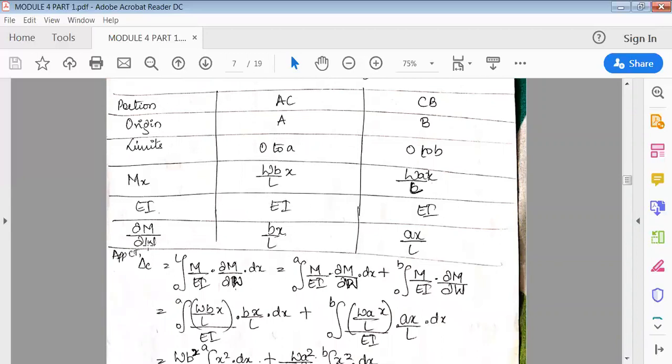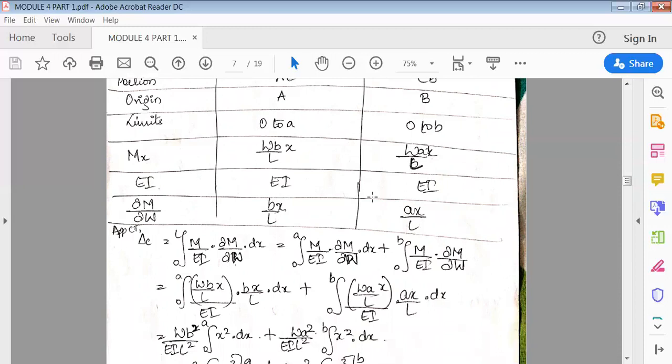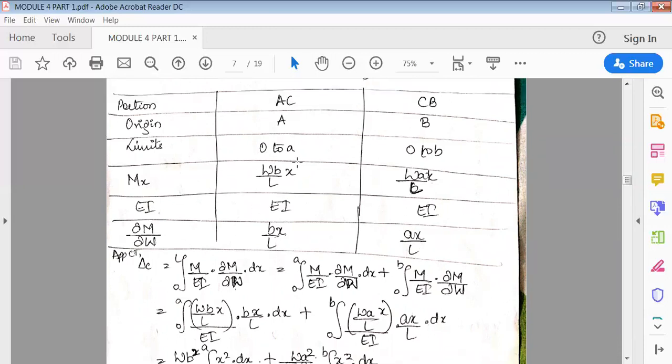Okay, now ∂M/∂W. We'll take this equation, which has W in it. So differentiating with respect to W, ∂W by ∂W will cancel, leaving only B/L into x. Similarly, for this portion, M is WAx/L, so ∂W cancels and we're left with only Ax/L. I've written it here. If you use this table, things become very simple.